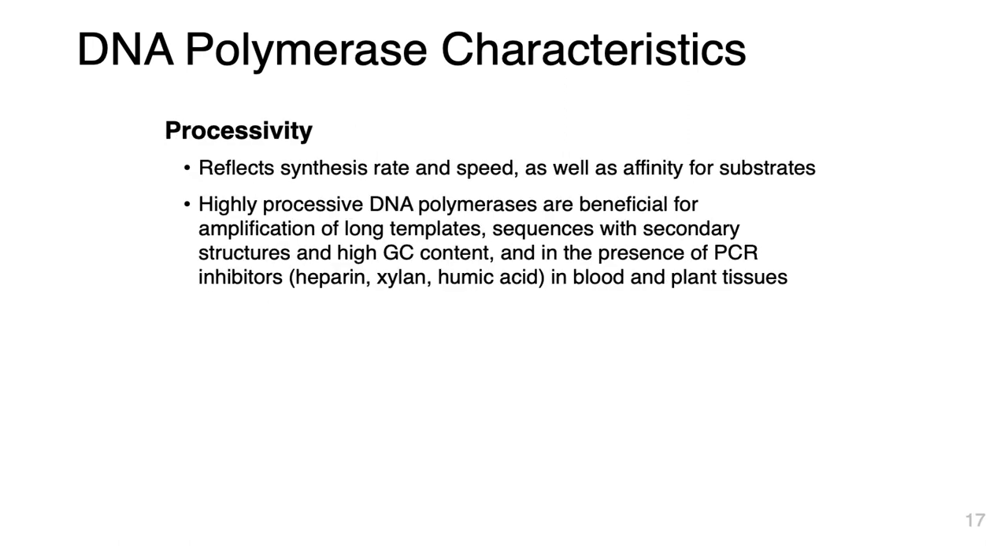The fourth characteristic of DNA polymerases is termed processivity, and this reflects the synthesis rate and speed of the polymerase, as well as the affinity for the substrates. Highly processive DNA polymerases are beneficial for amplification of long templates, sequences with secondary structures and high GC content, and in the presence of PCR inhibitors such as heparin, xylan, and humic acid, which are found in blood and plant tissues.